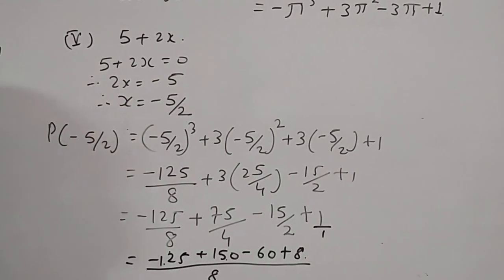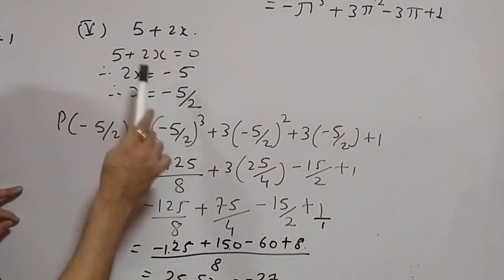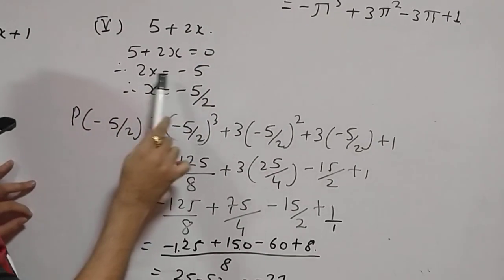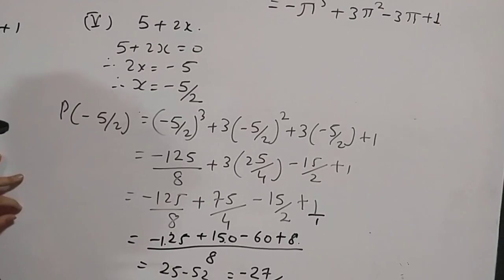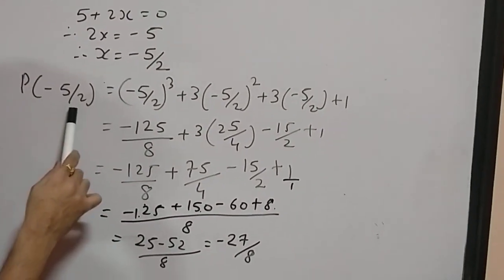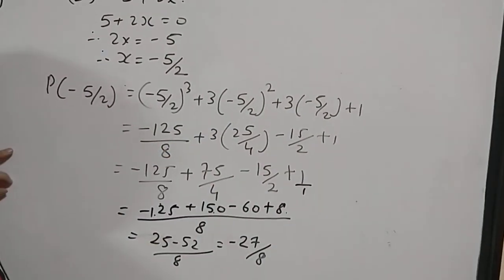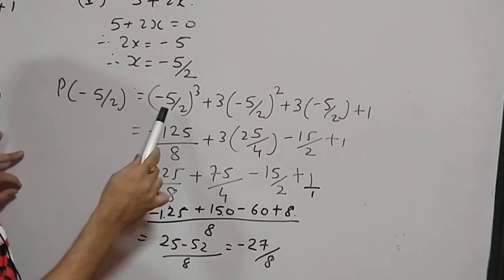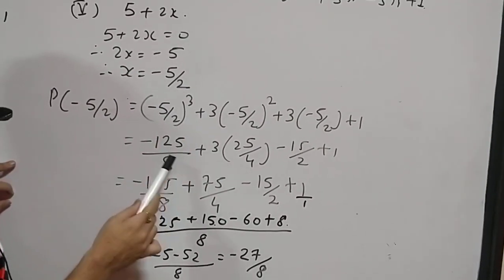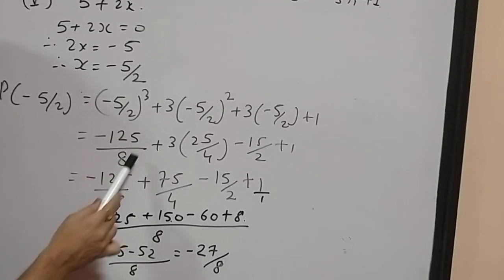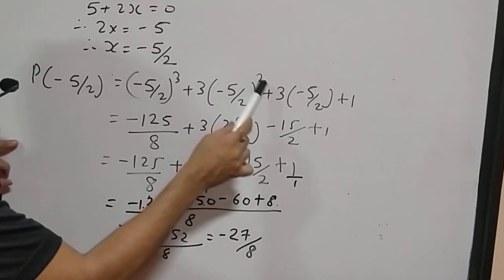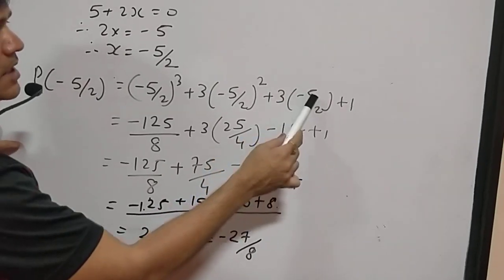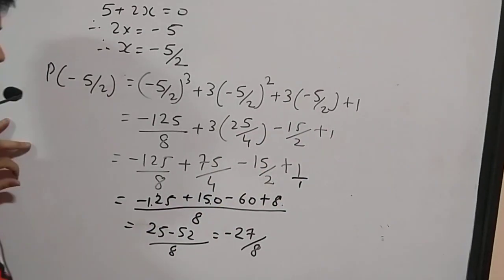And this is a little bit difficult. 5 plus 2x is 0. Therefore 2x is equal to minus 5. Therefore x is equal to minus 5 by 2. Now the value of x is minus 5 by 2. Put the value in the equation. You will get minus 5 cube minus 125 upon 2 cube, 8. Minus 5 square is plus 25 and 2 square is 4. 3 into minus 5 by 2, minus 15 by 2, plus 1.